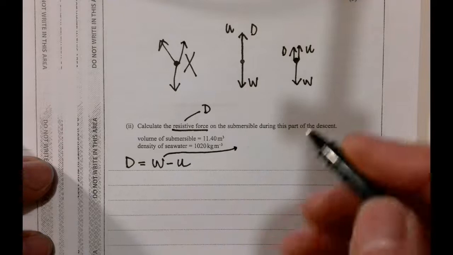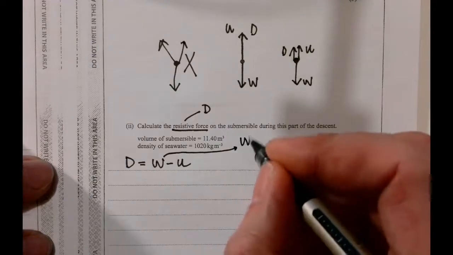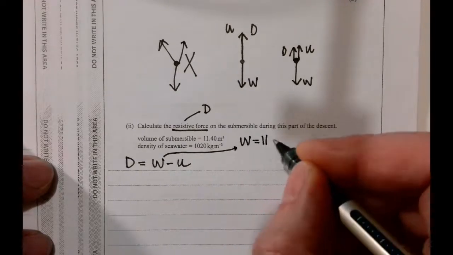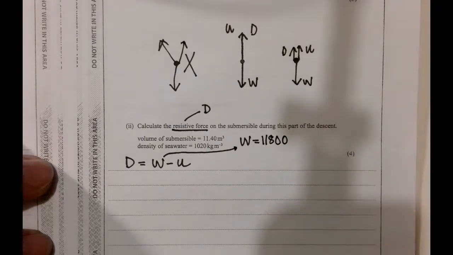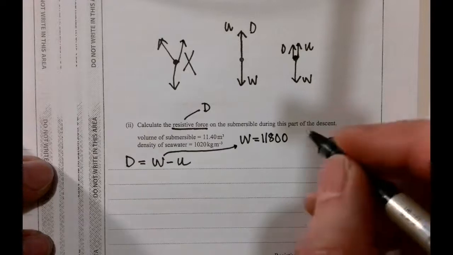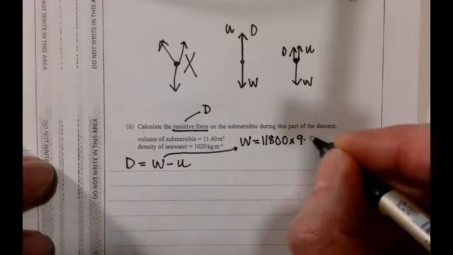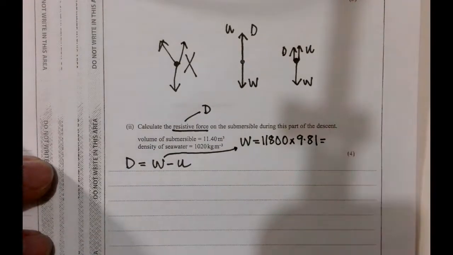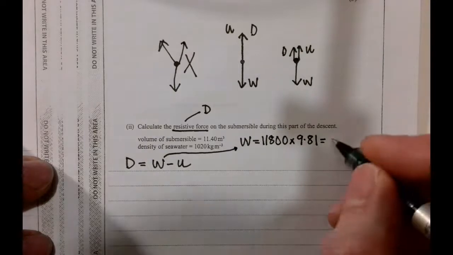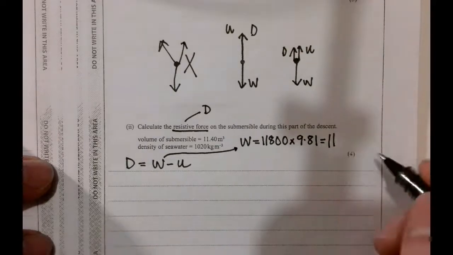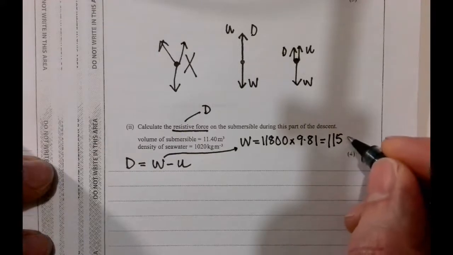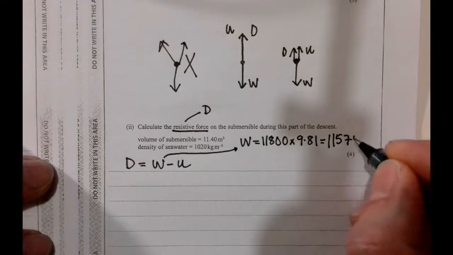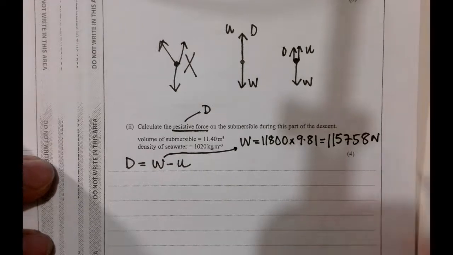The weight is just going to be the mass, 11,800, which is earlier on in the question, times 9.81. And that should equal, now I should reduce the number of significant figures here, but I'm just going to leave this in for working out, 11,578 newtons, and then we need to work out the up thrust.